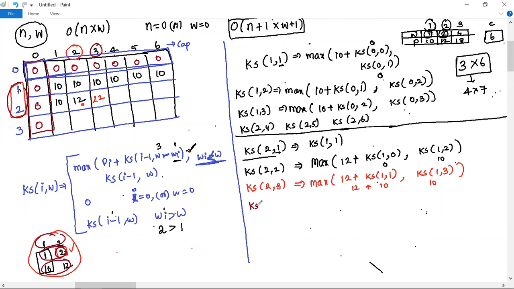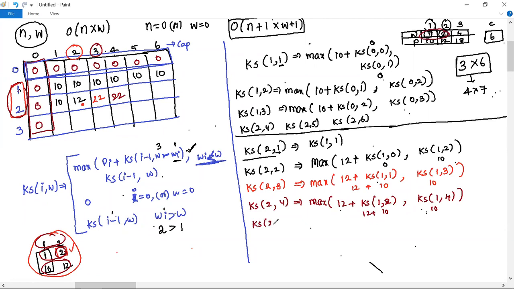Next, what I'm trying to do, case of 2 comma 4. What is the meaning? Total number of objects 2, capacity is 4. So max of 12 plus ks of 1 comma 2, comma ks of 1 comma 4. What is 1 2? 1 2 is what? 10. 12 plus 10, 22 and it is 10. The maximum is 22. What is the meaning? The capacity of the knapsack is 4, but total weight itself is 3, right? You can straight away include.